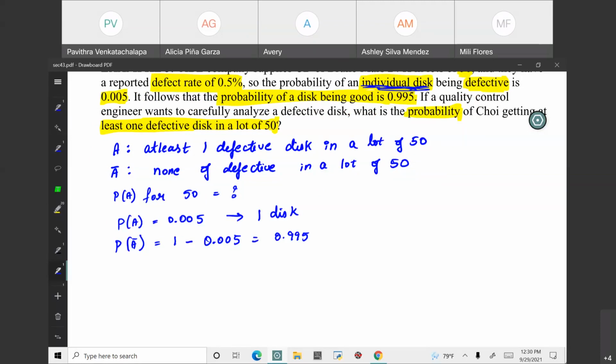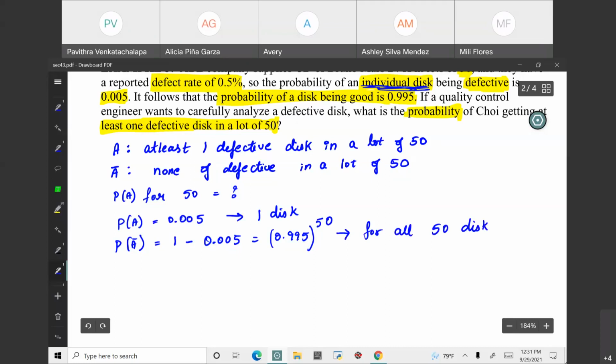Now, if I want the answer for 50 disks, what are we supposed to do? Multiply 50 times, or raise to the power of 50. So what to the power of 50? Is it P of A or P of A bar? P of A bar, right? So it is to the power of 50 because the total number is 50. Now this answer is for all the 50 disks. Now the question is asking for P of A for 50.